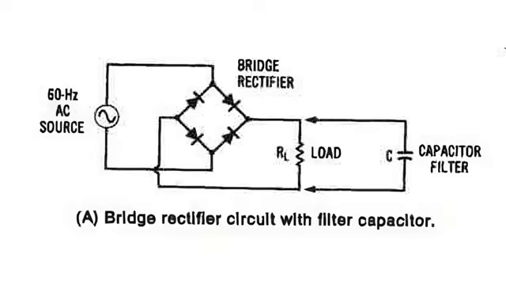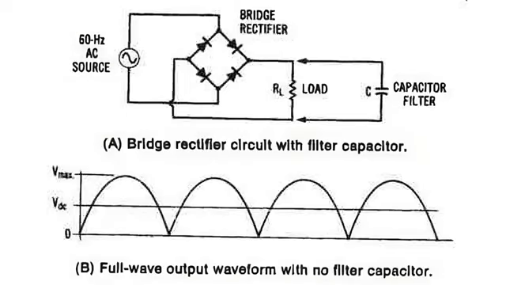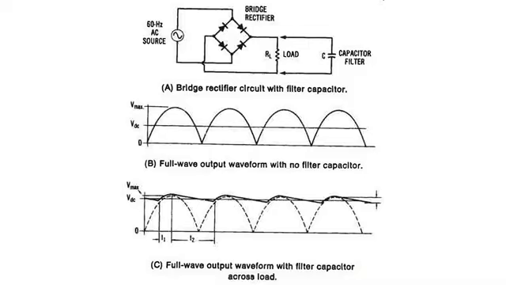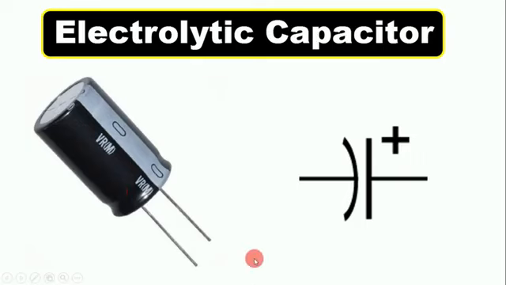Like you must have seen, to convert AC into DC, we use a diode. Now the diode which converts AC into DC has some noises, that is fluctuations. To reduce those fluctuations, we use this capacitor.